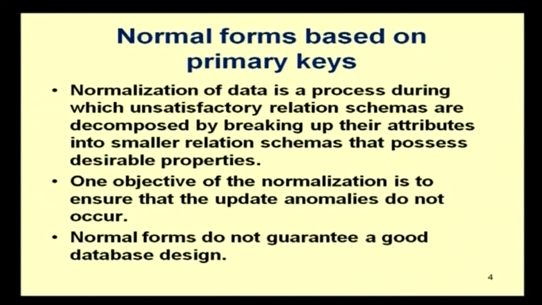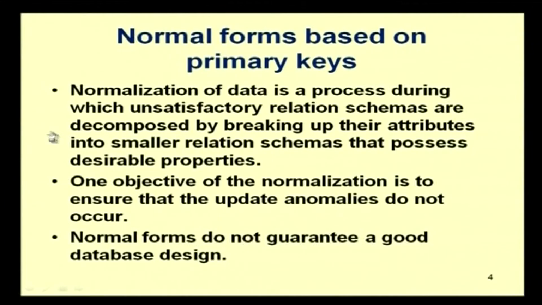So, there are a number of normal forms available, of which the normal forms based on primary keys are first going to be discussed. So, what is first normalization? In any situation, normalization is bringing all the data that is available to you in a normalized manner such that you can compare, okay, that is the meaning of normalization. Here normalization of data is a process during which, in relation to databases, unsatisfactory relation schemas in the design are decomposed. How are they decomposed? By breaking up the attributes into smaller relation schemas which possess desirable properties.